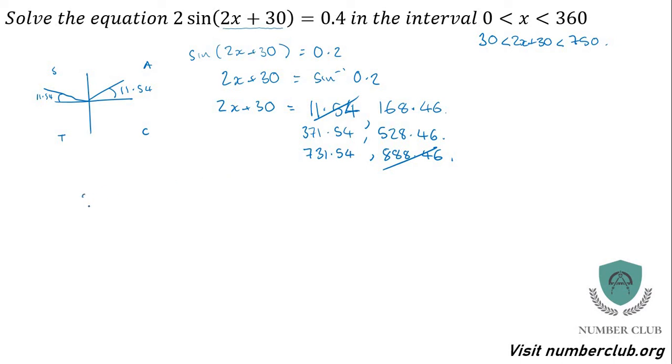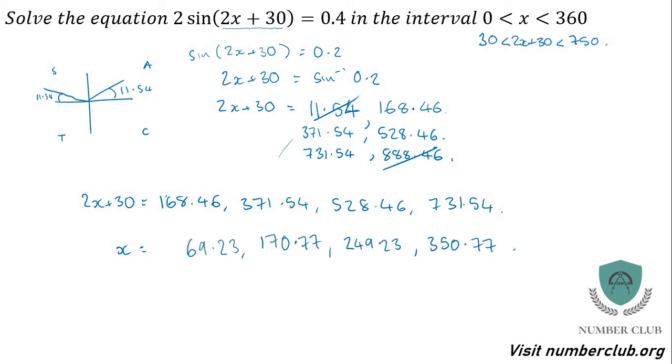All we do now is say 2x plus 30 is equal to 168.46, 371.54, 528.46, and 731.54. We can subtract 30 and then divide through by 2. So subtract your 30 and divide through by 2 and find out what you get. Okay, so those are your values. You got 69.23, 170.77, 249.23 and 350.77 degrees.